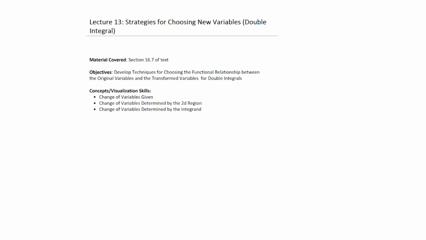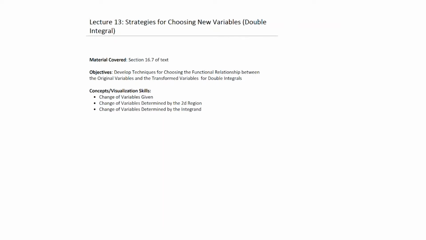Welcome to Lecture 13, entitled Strategies for Choosing New Variables, Double Integral. The material for this lecture comes from section 16.7 of the textbook, and the objectives are to develop techniques for choosing the functional relationship between the original variables and the transform variables for double integrals.